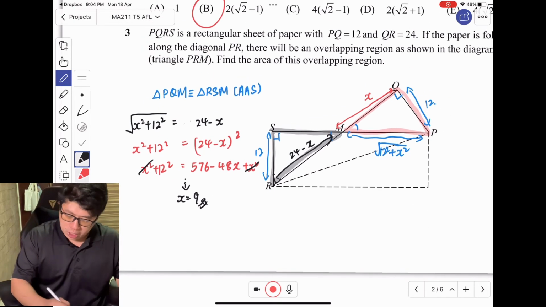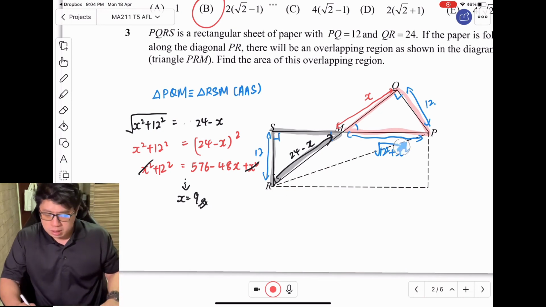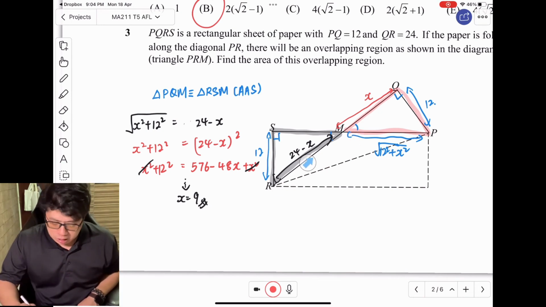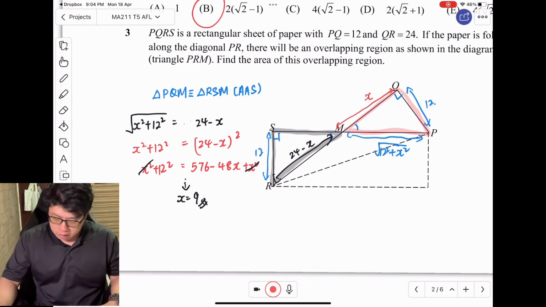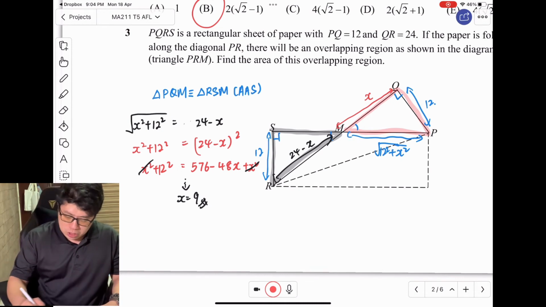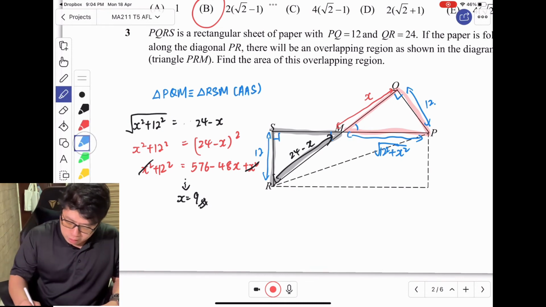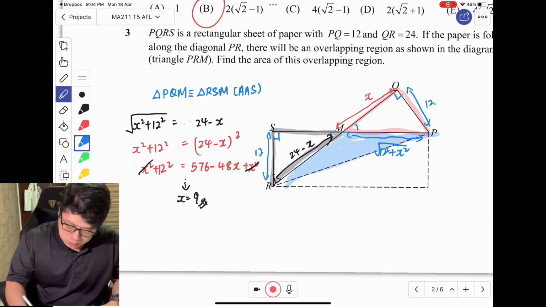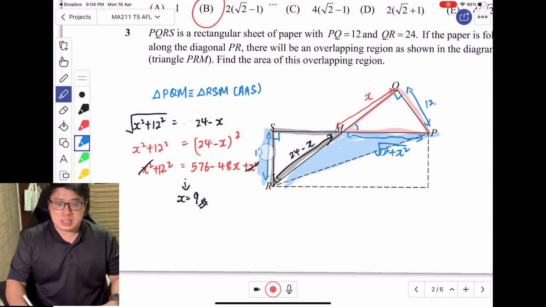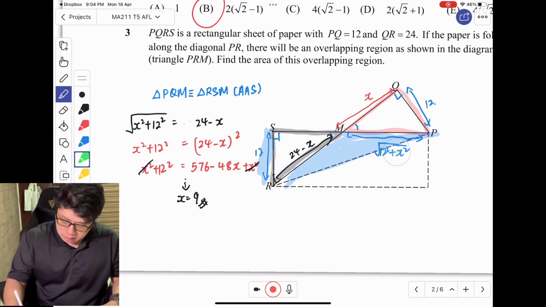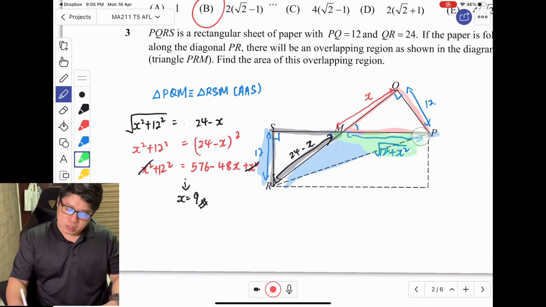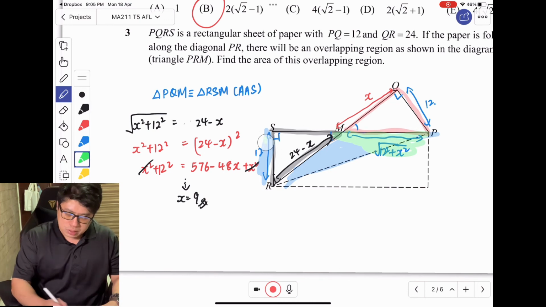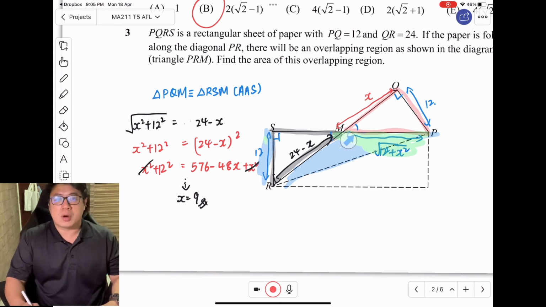They want me to find the area of the overlapping region. Okay, so this is the one that we're looking for. So after that, now you just observe this humble triangle here. Just observe the humble triangle. Okay, we can treat this as the base and this as the height. Sorry, the green is the base and the blue is the height. Okay, so just observe this triangle. This can be the base, this can be the height.